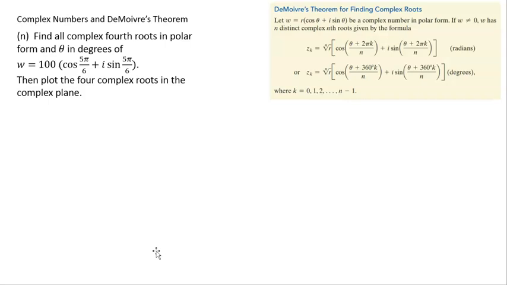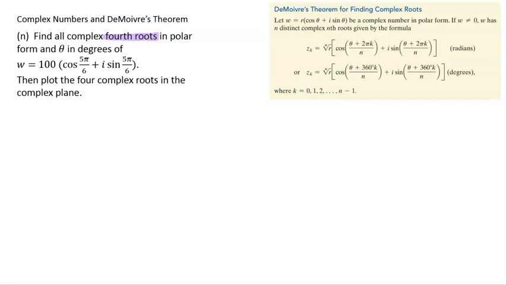It says find all complex 4th roots. So that's going to be important. We're doing fourth roots in polar form and theta in degrees. So very specific directions here, like I should be given all the time. So in polar form and theta is in degrees of 100 cosine of 5 pi over 6 plus i sine of 5 pi over 6. Then plot the 4 complex roots in the complex plane. Now it's crazy, they give us radians to start with, but I'm going to follow directions. We're supposed to do this in degrees. All right, you ready?